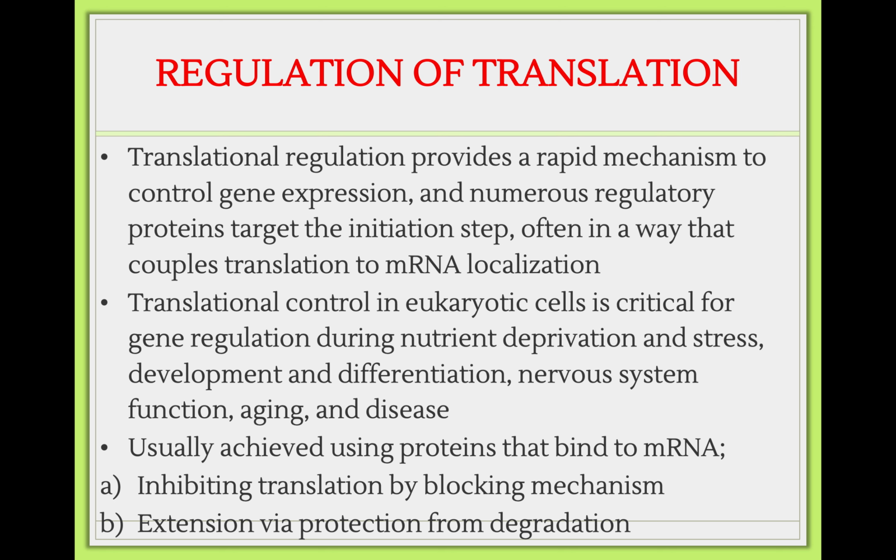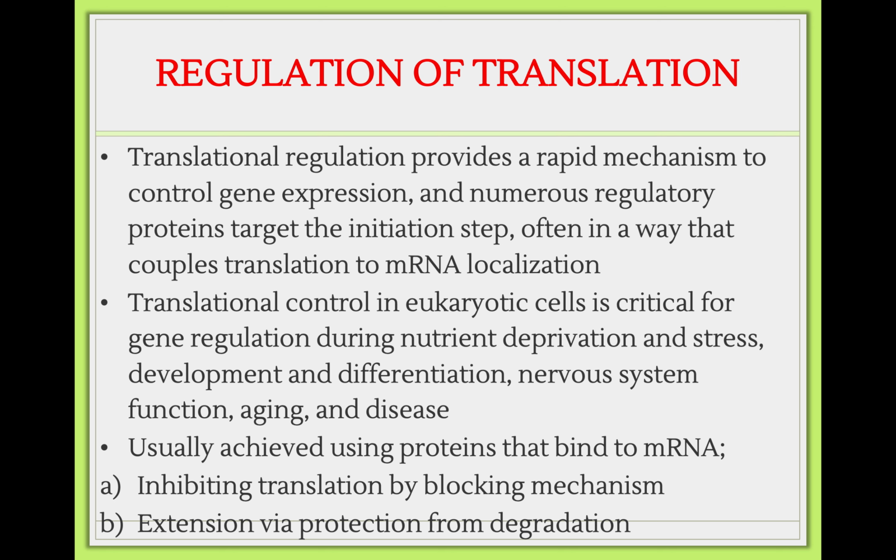Translational regulation provides a rapid mechanism to control gene expression, and there are numerous regulatory proteins which target the initiation step, often in a way that couples translation to mRNA localization. Translational control in eukaryotic cells is critical for gene regulation, especially during nutrient deprivation and stress, development and differentiation, nervous system function, especially in mammals, aging, and diseases.